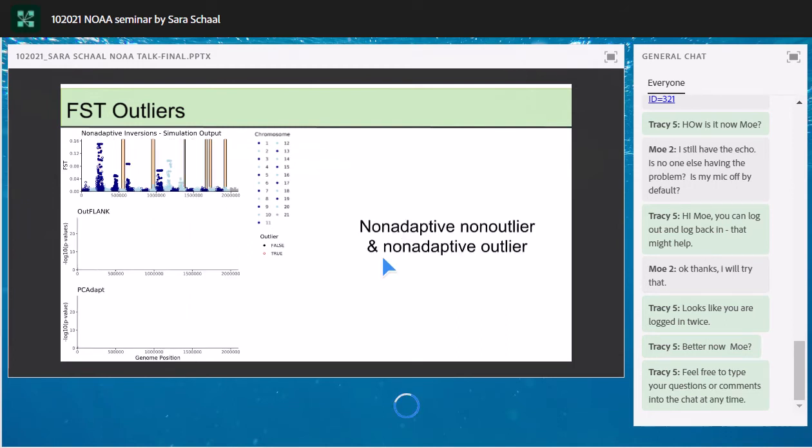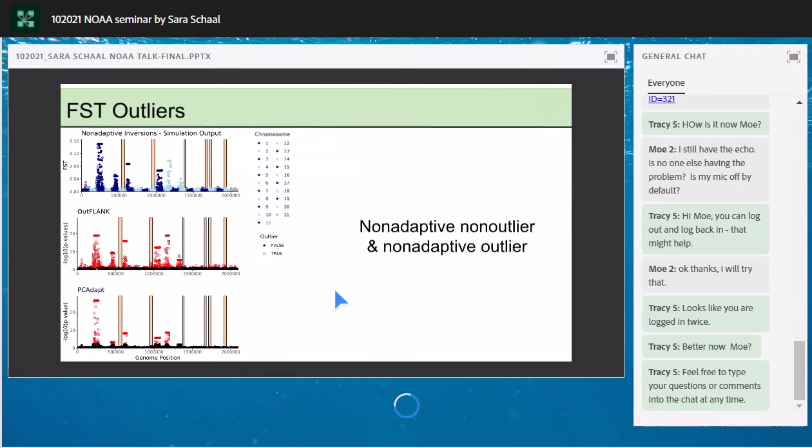And next we looked at the non-adaptive inversions. Those are the inversions that are evolving in the genome that don't harbor loci underlying the trait under selection, so they're non-adaptive. And we wanted to assess how often they were called as potential outliers, or if they were called correctly as non-outliers. And so here in this case, we have one example where we had some concentration of loci that made it, and it was called as an outlier in Outflank, even though it was a non-adaptive inversion.